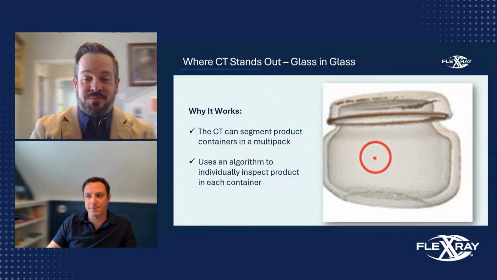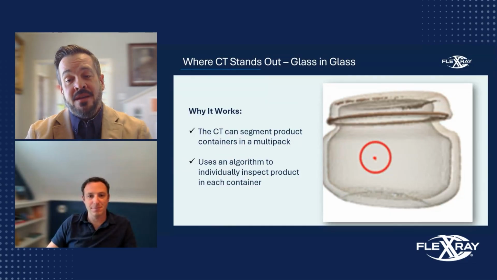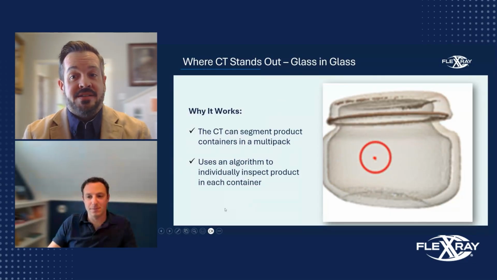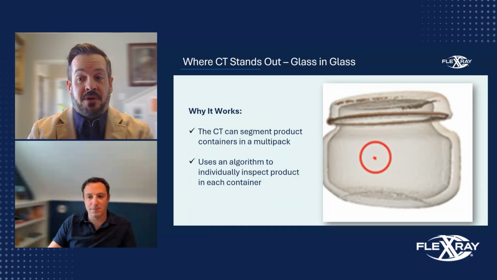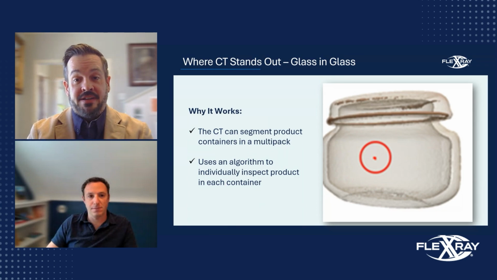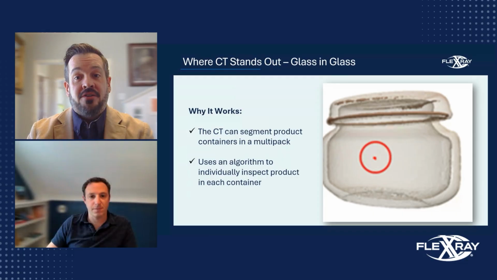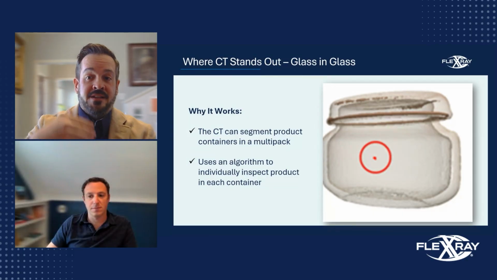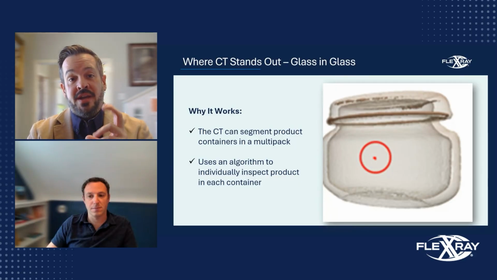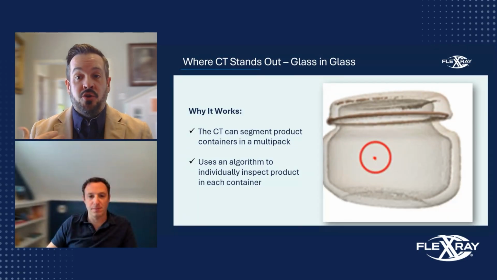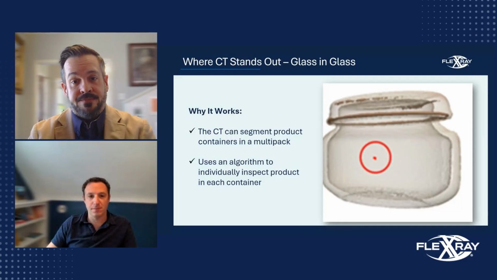Glass and glass is the next place where CT really stands out. And here, we don't have to inspect single units. We can inspect a multi-pack, a 12 count or 24 count tray pack of glass and glass and find contaminants in the product zone. The algorithm essentially segments each one of the units out and then inspects the interior of the product. So we're locating the glass of the container, we're locating the metal lid, we're creating a framework for that composite image, and then ignoring the container itself.